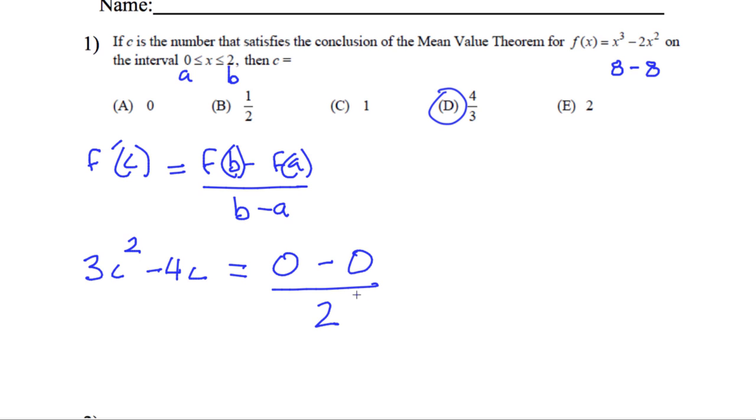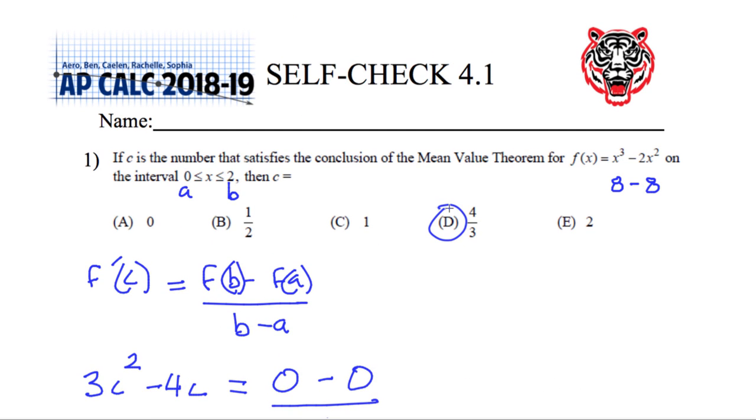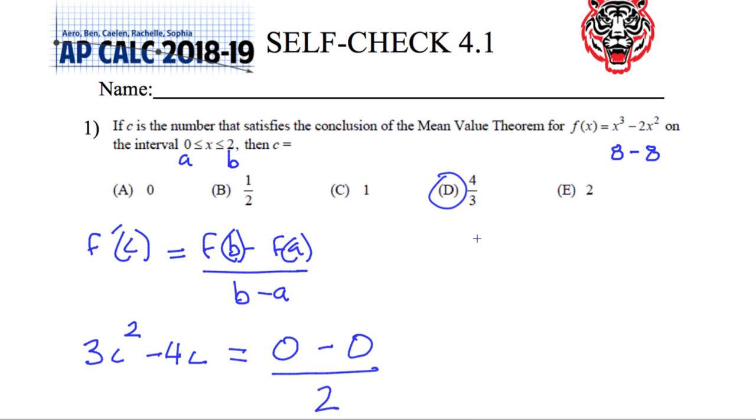So I need this thing equal to 0. I'm going to factor out a c. c times 3c minus 4 needs to be equal to 0. From there, I know that c is equal to 0, or c is equal to 4/3. 0 is an endpoint. Don't worry about him. It is 4/3. Correct answer, D. I'm not gonna lie, I didn't do all of that work, but I still got it right.